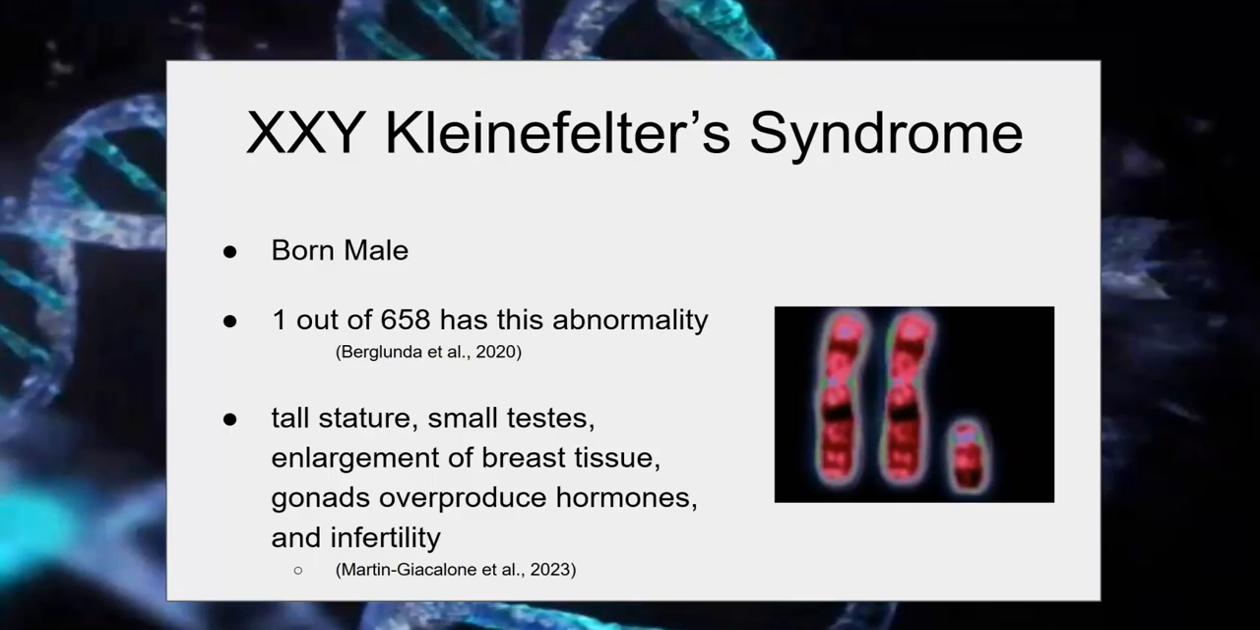Now, we're going to go into Klinefelter syndrome, which is marked as XXY. They are born male, and 1 out of 658 has this abnormality. So as you can see, that is much lower than the other ones that we've talked about. So not as rare. They do have some distinguishing characteristics such as tall stature, small testes, enlargement of breast tissue, gonads that overproduce hormones, and infertility.